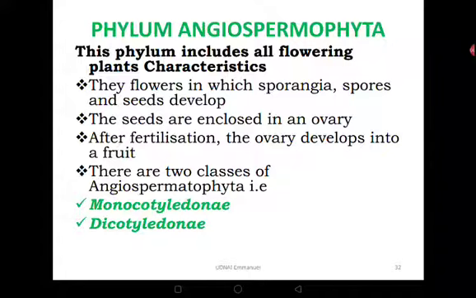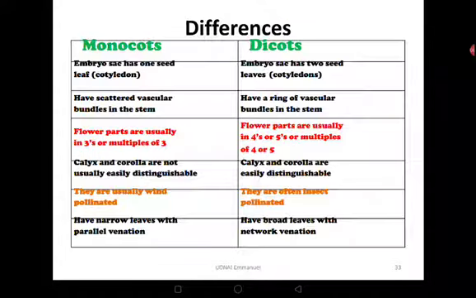Monocotyledonii are the monocots or the monocotyledonous plants. Then Dicotyledonii are the dicotyledonous plants. And I know you know them very well. At least this one, you must be knowing them. So let's go through the differences between monocots and dicots.